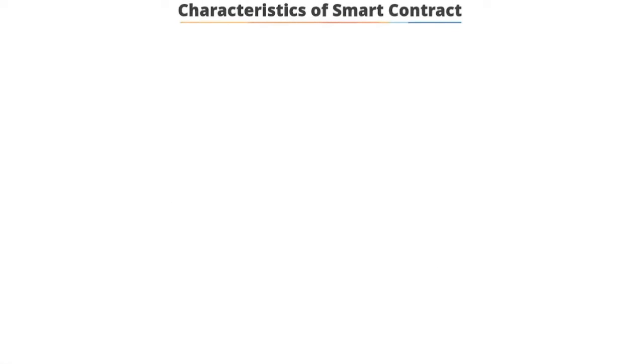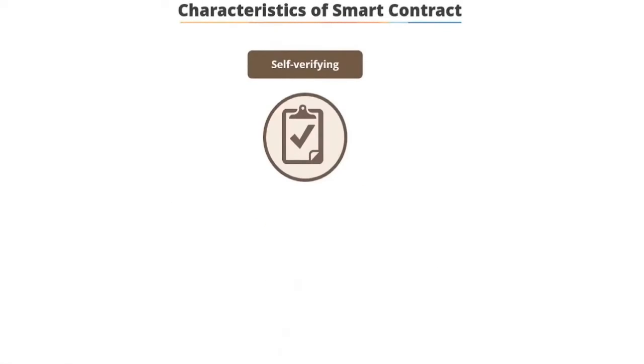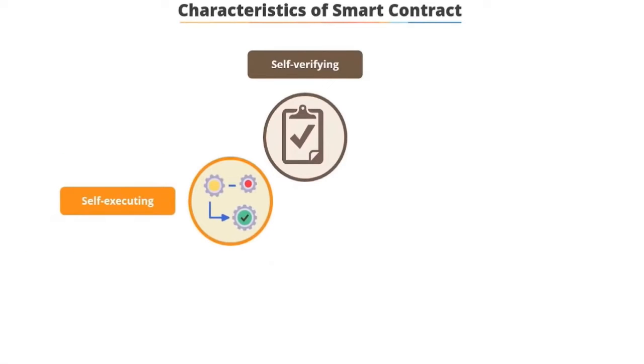Characteristics of smart contracts. Smart contracts are self-verifying and self-executing. They operate autonomously to execute the terms of the contract and verify the transactions without the need of third-party intervention.